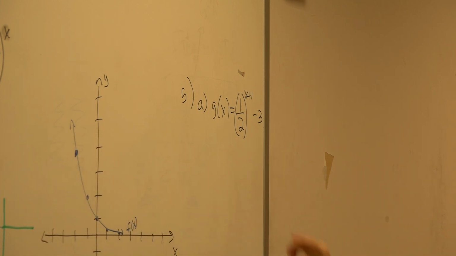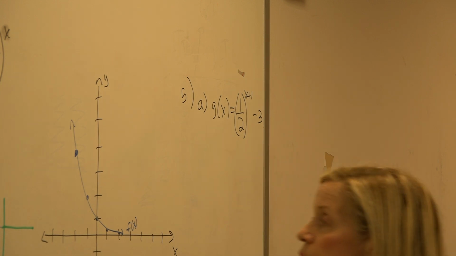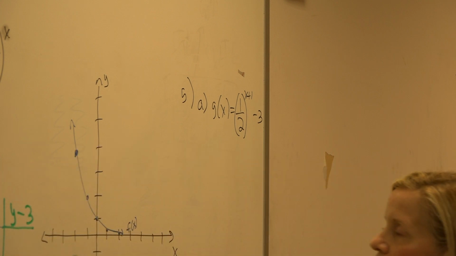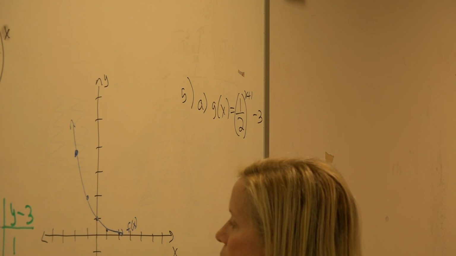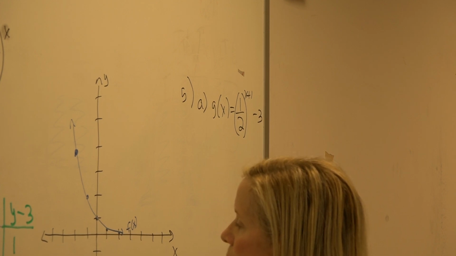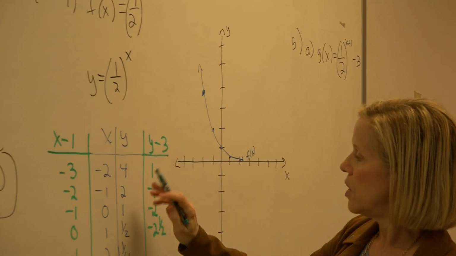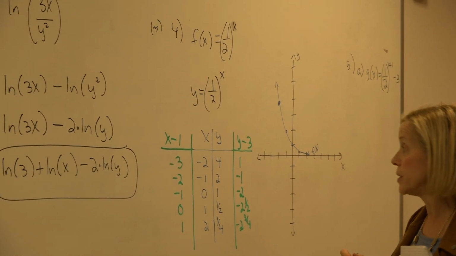For y, this is a vertical shift. It's going to be up 3 or down 3, if we're subtracting 3. Up 3 or down 3? Down 3. So we're going to take our original y's and subtract 3. I'll do that in green to get a different color. So 4 minus 3, 1. 2 minus 3, -1. 1 minus 3, -2. 1/2 minus 3 is -2.5. 1/4 minus 3, -2 and 3/4, -2.75.